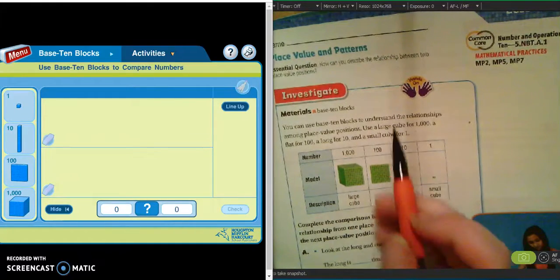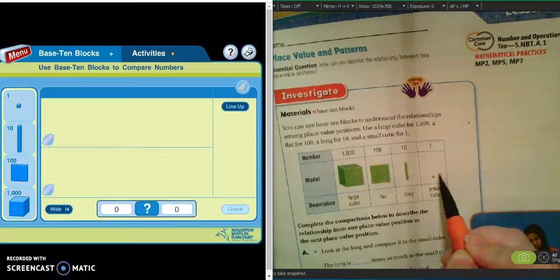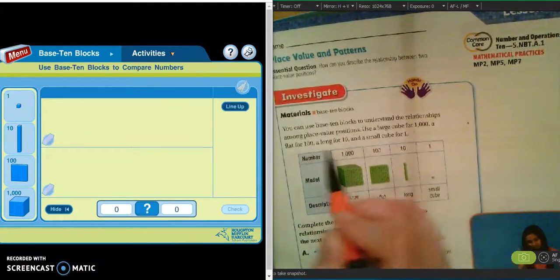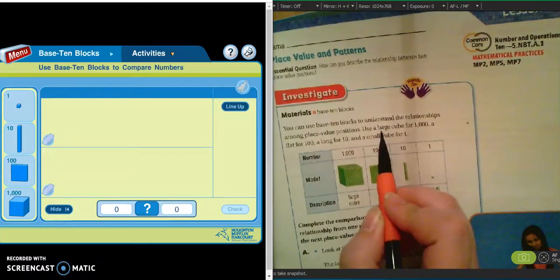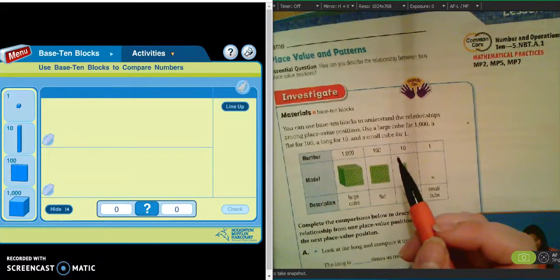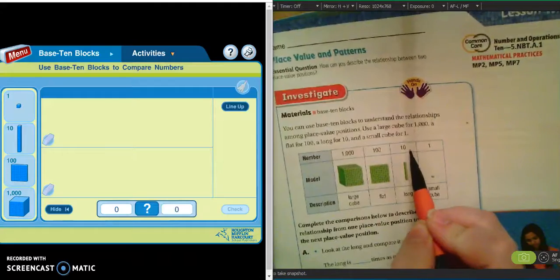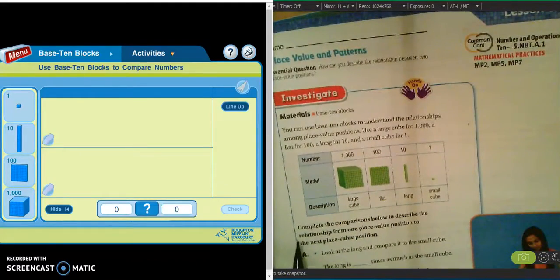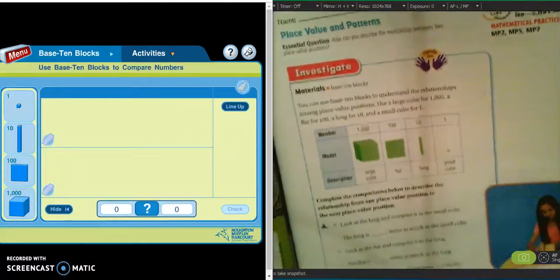And all that means is that the little cube just represents the number 1, the long represents 10, the flat represents 100, and the large cube represents 1,000. So you have your 1s place, your 10s, your 100s, and your 1,000s. Then here it says, complete the comparisons below to describe the relationship from one place value position to the next place value position.